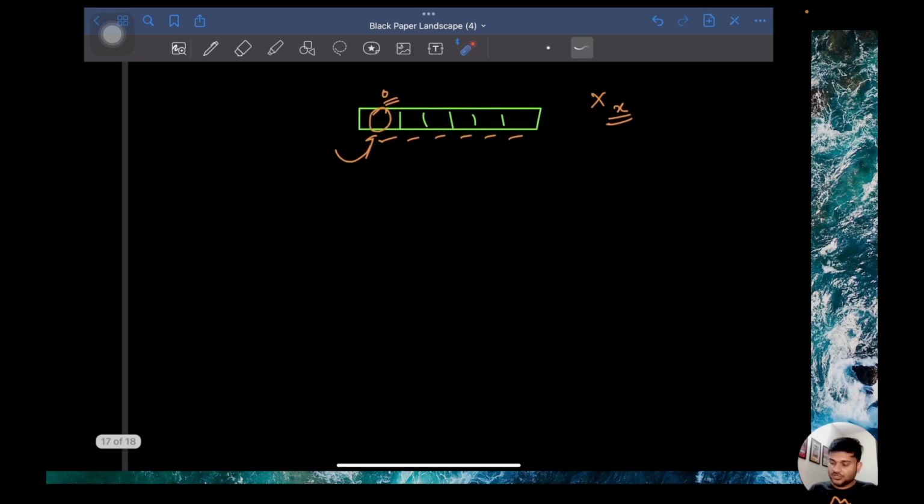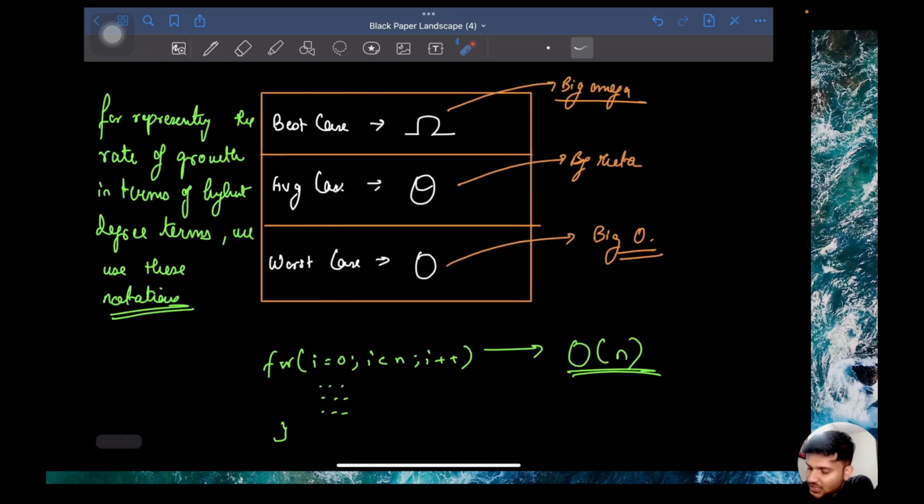These are complexity notations. That means, let me repeat, for representing best case of a code, you use big omega. For representing average case, you use big theta. And for worst case, you use big O. Now we are going to see the meaning of these notations very carefully, and we will see them in action also.